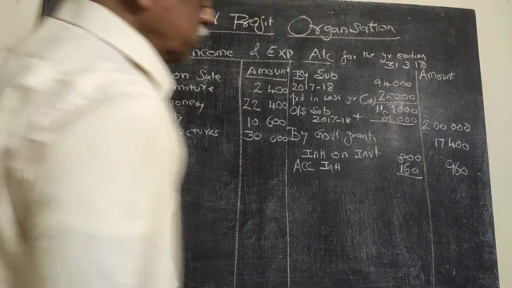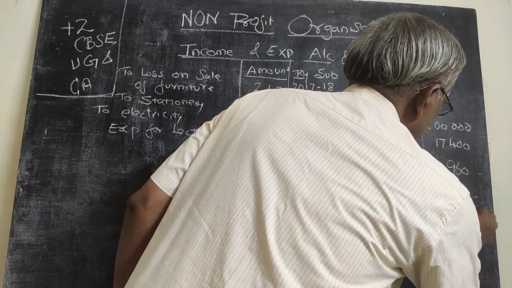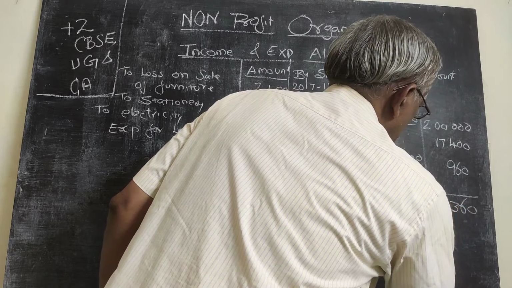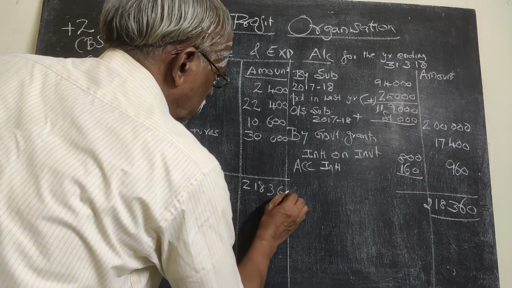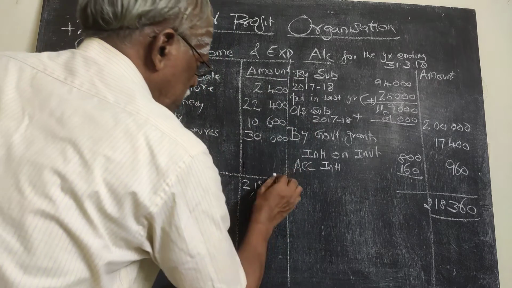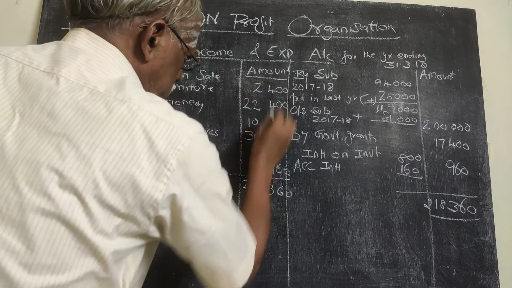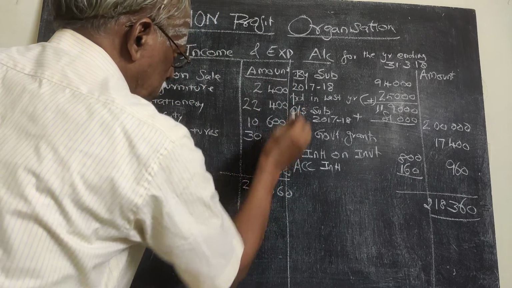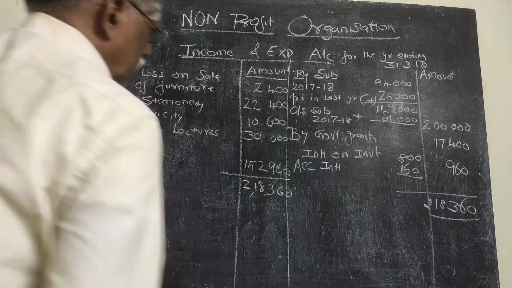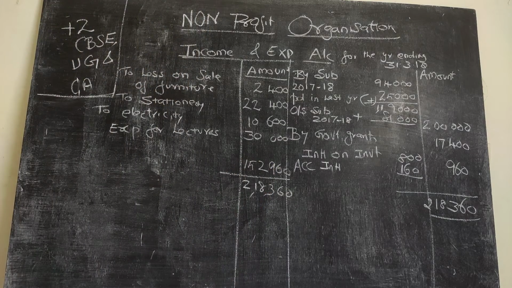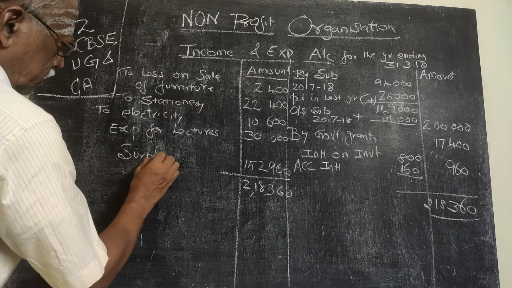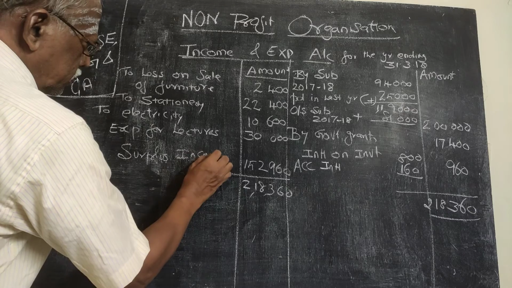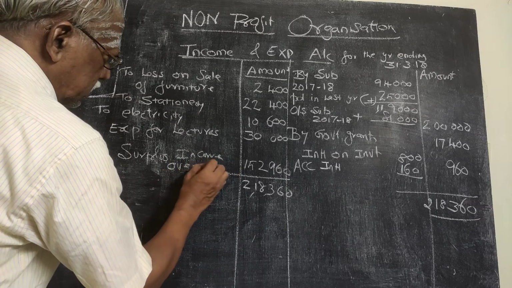Now we can get the total. The total is 2,18,360. The balancing figure is about 1,52,960. So it is surplus, that is, income over expenses.